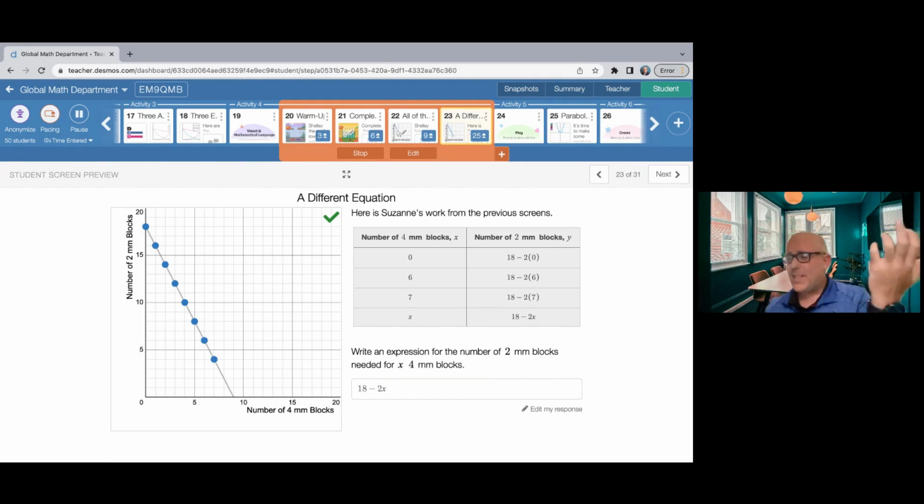Somebody said, is this activity available for public use? It is actually a try it free activity right now that you can access at teacher.desmos.com. We'll talk a little bit of that at the very end.